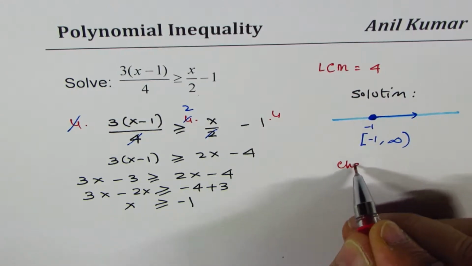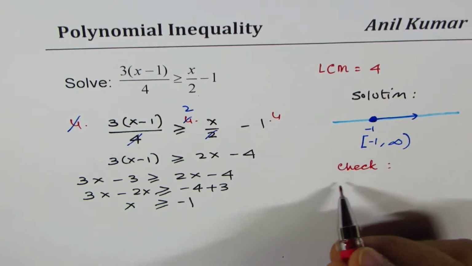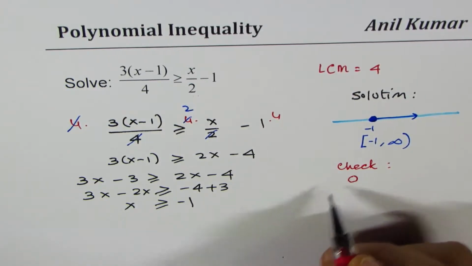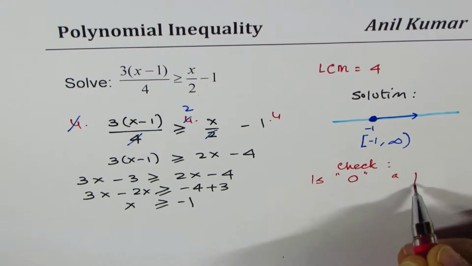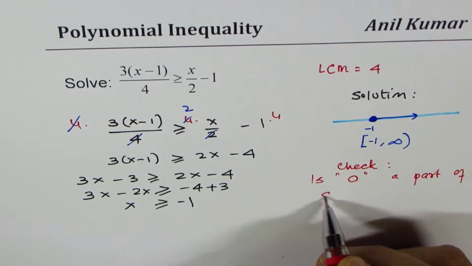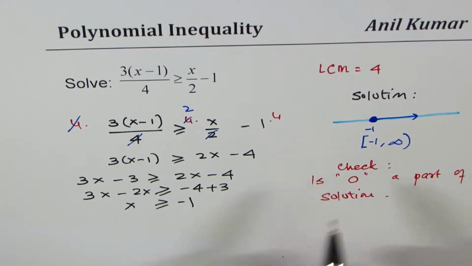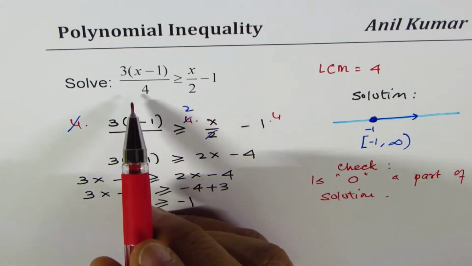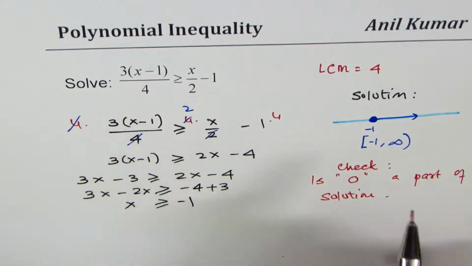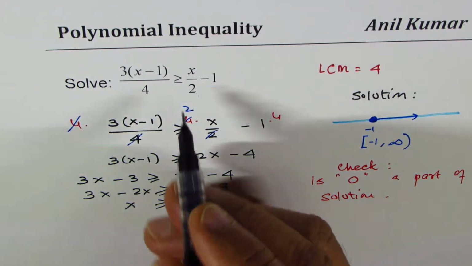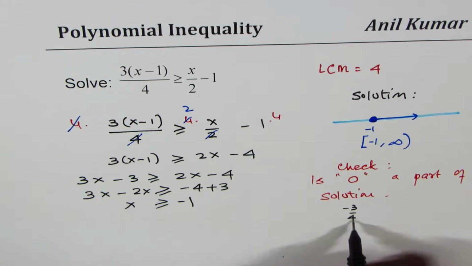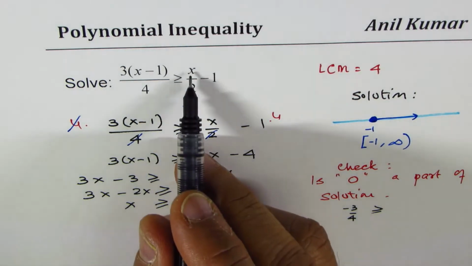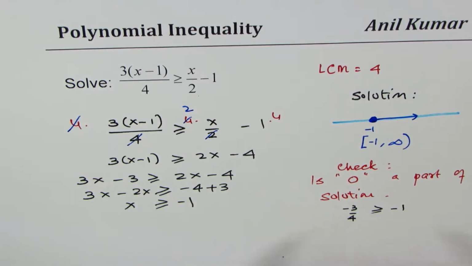I also prefer to check my solution. To check, we have to see 0, right? The question is, is 0 a part of the solution? That is what you have to ask. That is to say, if I substitute 0 in the given inequality, what happens? I get x is 0, so I get minus 3 over 4, and this is greater than or equal to 0 over 2 minus 1. Is it true or not? Yes, this number is greater than that.